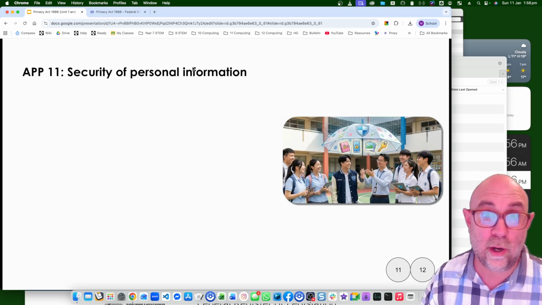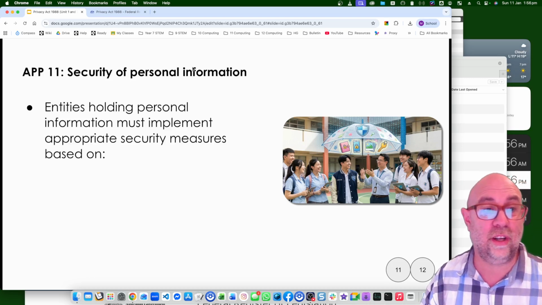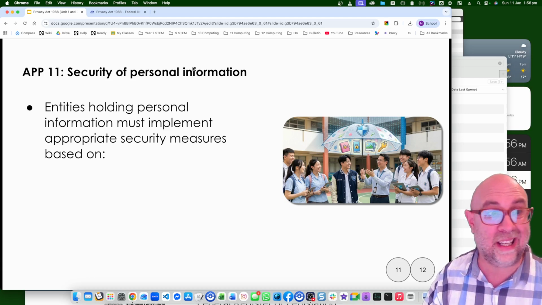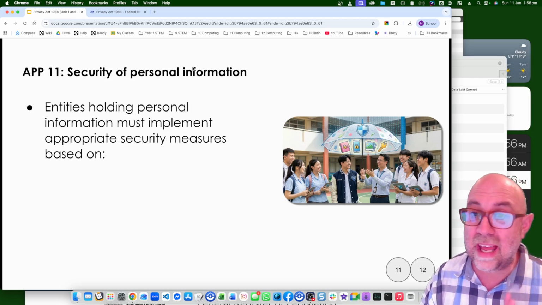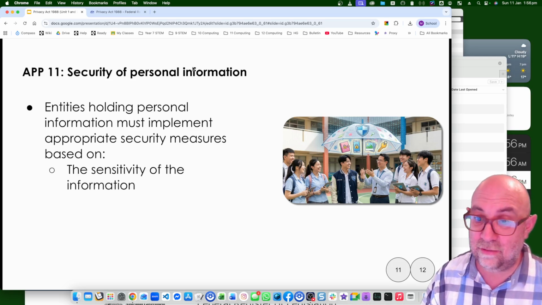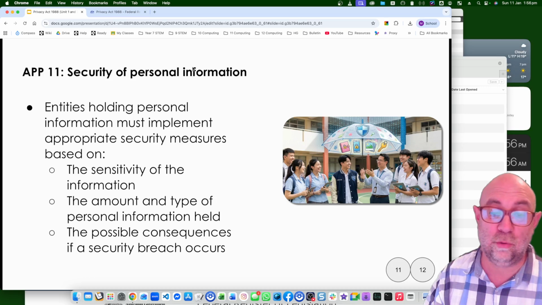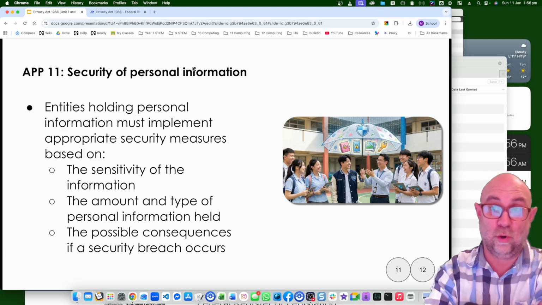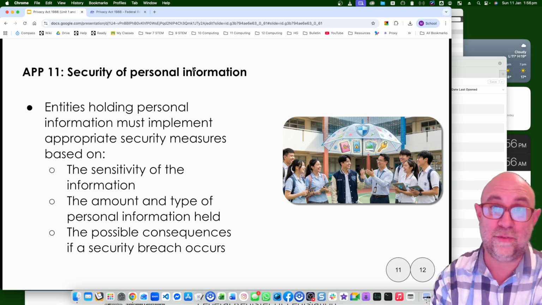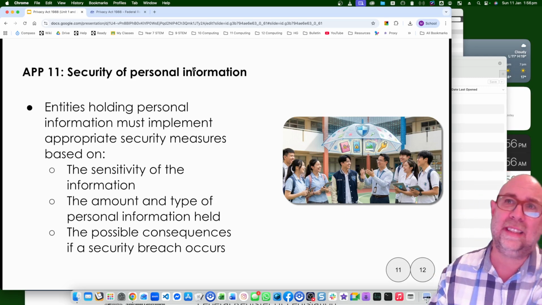So the final one that we're interested in as Unit 1 and 2 students is the security of personal information, which is APP 11. They must provide appropriate security measures based on the sensitivity of the information, the amount and type of personal information, and the possible consequences if a security breach occurs. You've seen some quite spectacular data breaches in the last few years where people's driver's license details and so forth have been leaked. Well, not leaked, sorry, hacked.